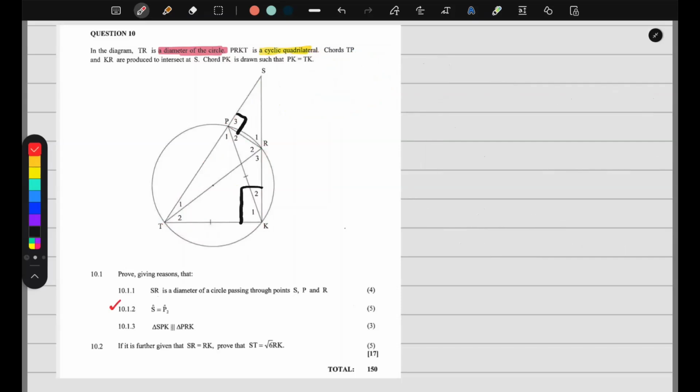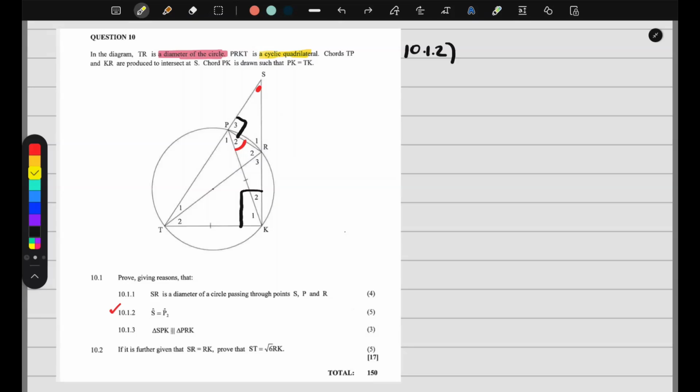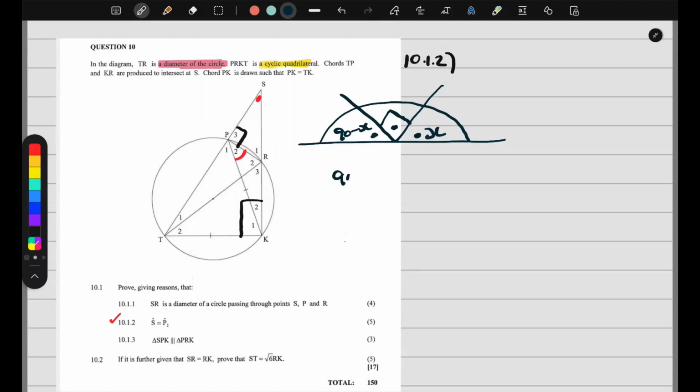Okay, next question, 10.1.2. It says prove that angle S is equal to angle P2. This one is a tough one, but I think we can do it. I just have to show you a few things. So let's work it out.